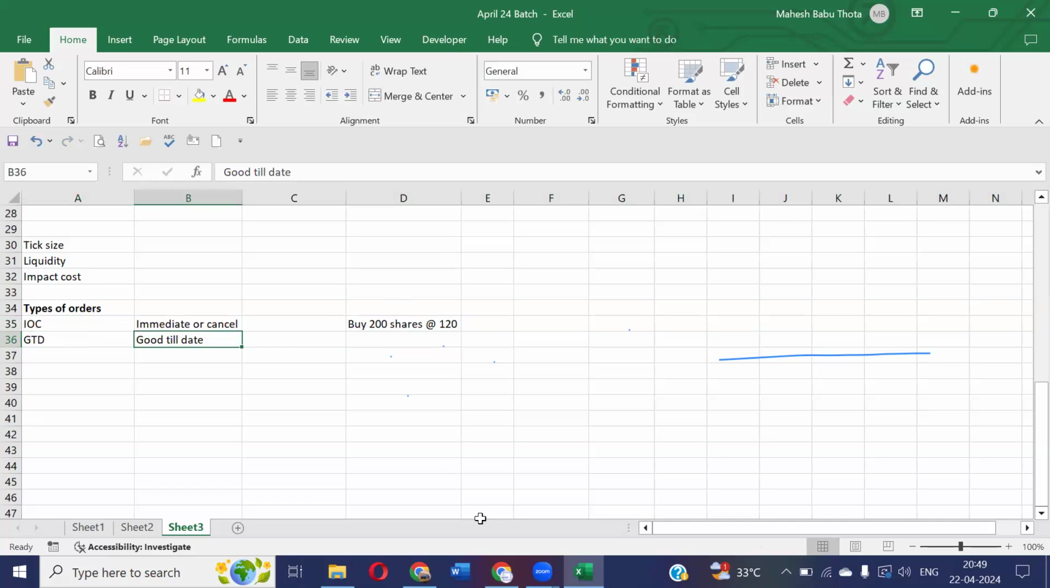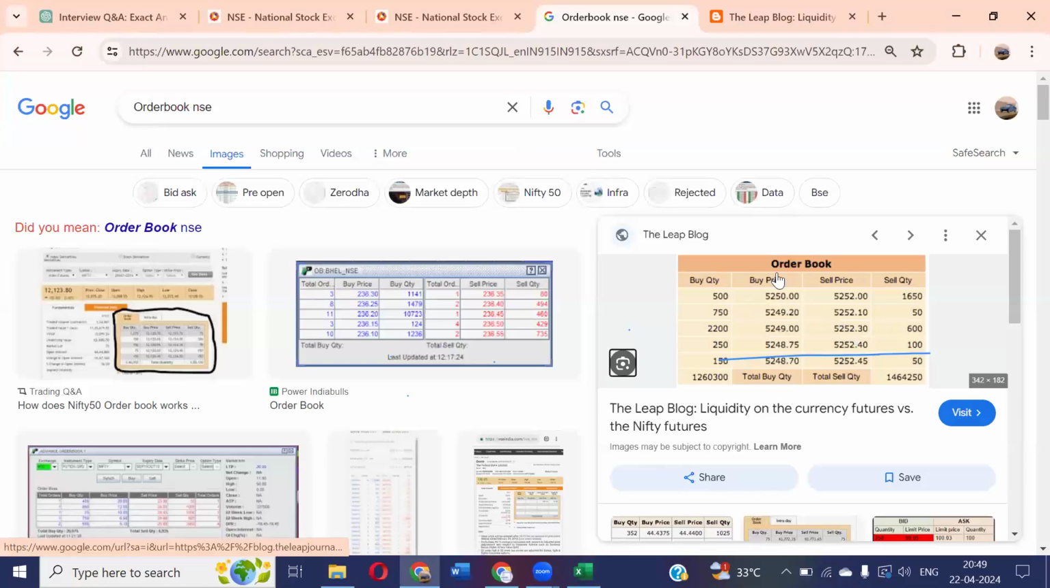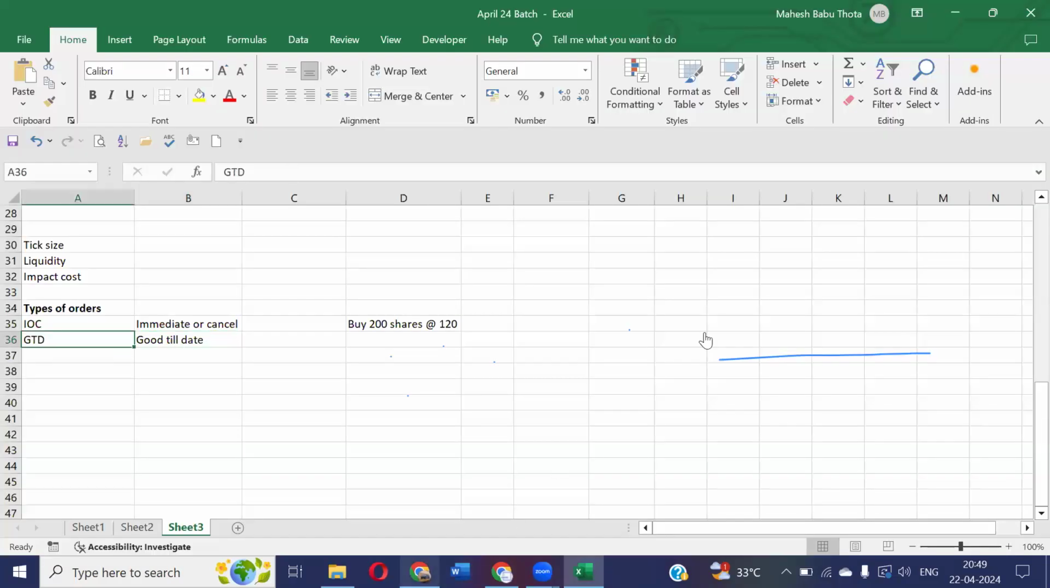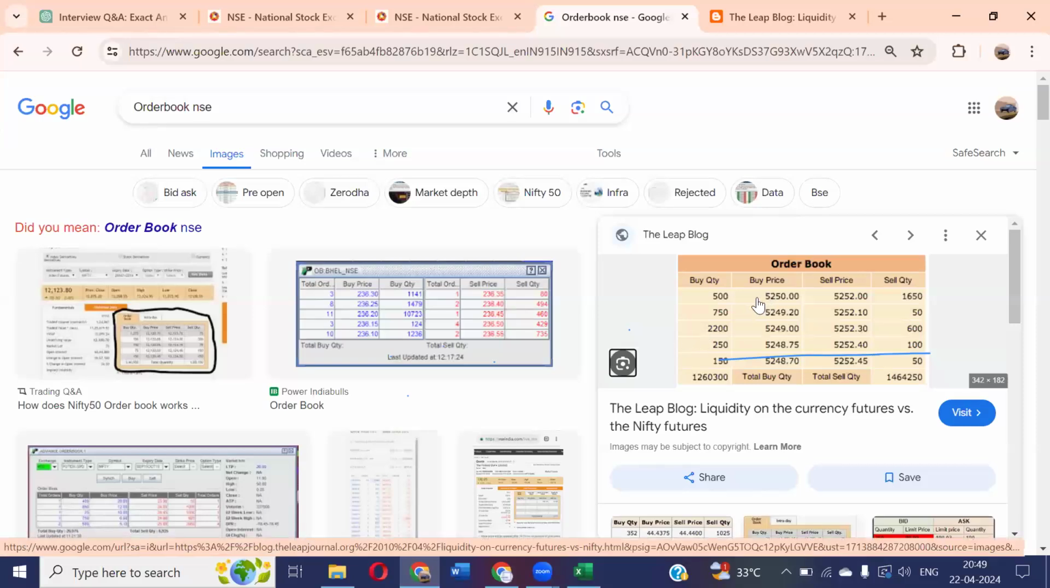Let's take an example with the same order book. The prices are trading like this: 5250. A quantity of 500 is bid at a price of 5250, but every seller is placing at 5252. The price is not available, right? I don't want to sit in front of the system, so I'll go for this good till date order. I'll simply place the order giving a price of 5250. My order will wait till evening. If a seller is ready to sell at 5250, then the order will be executed. If no one comes at 5250, then the order will be cancelled by evening.